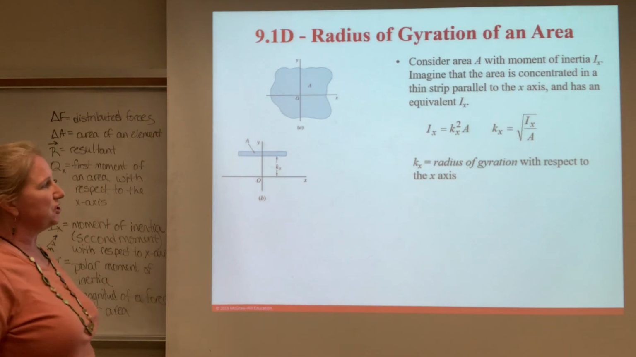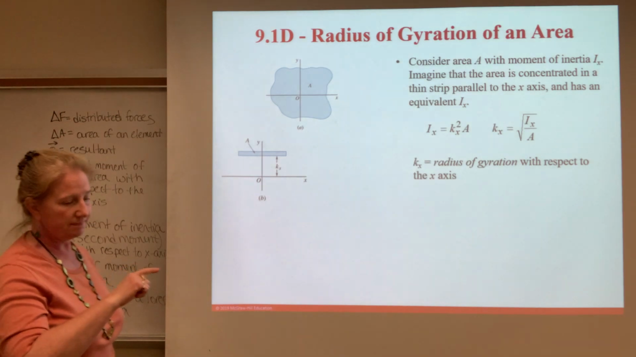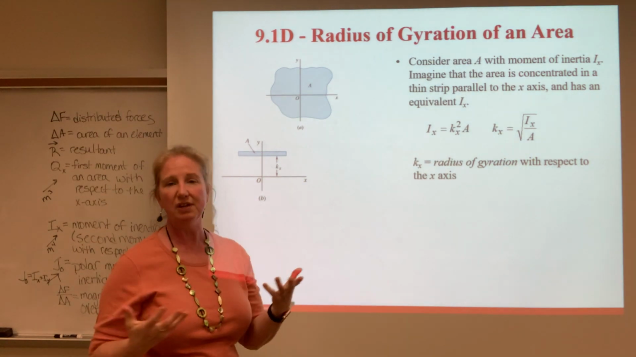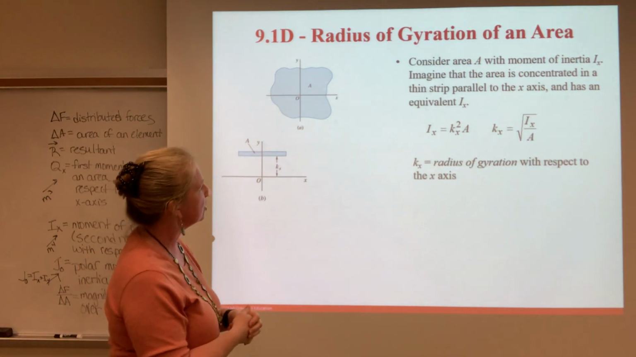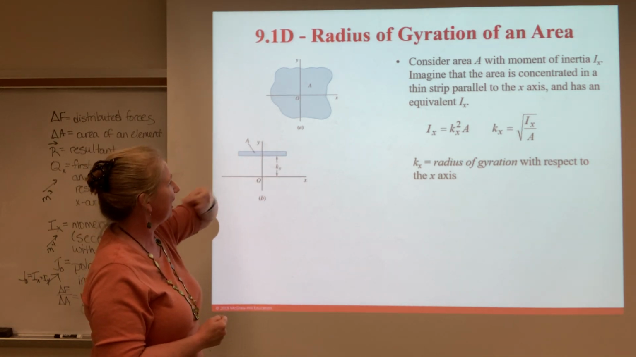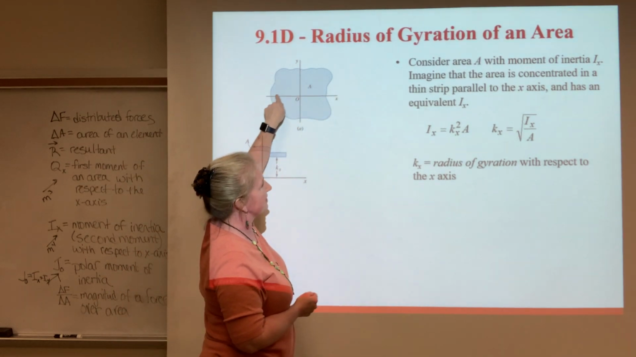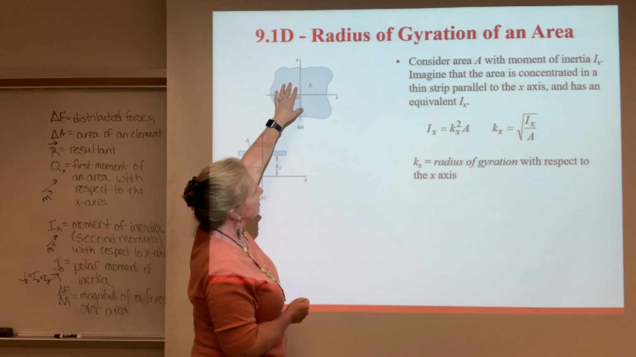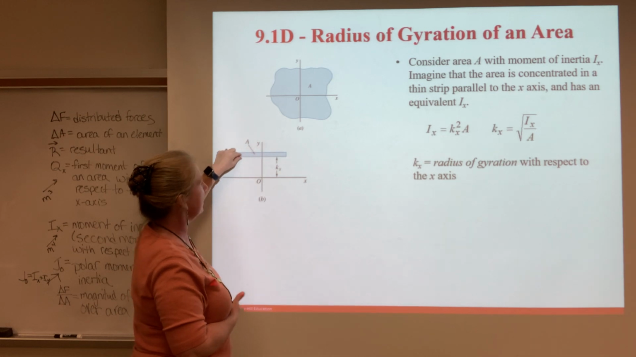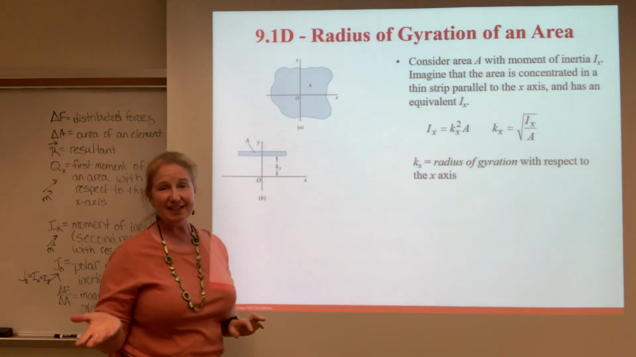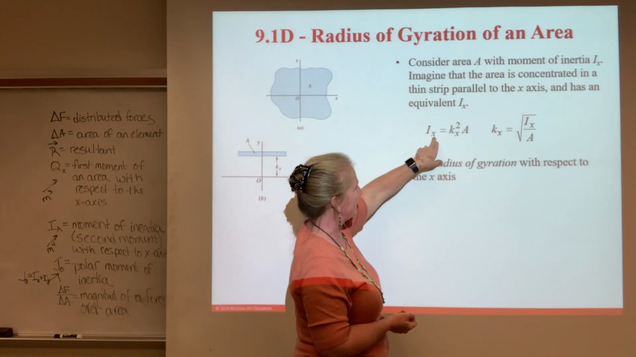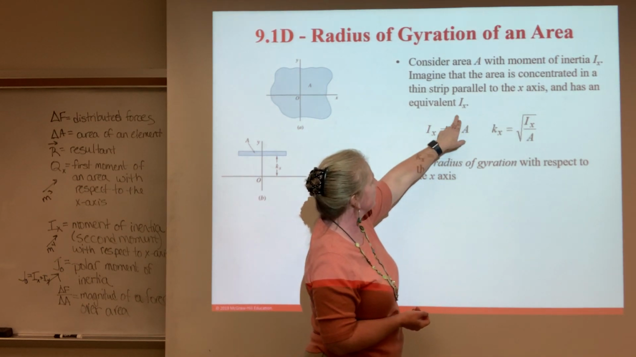Now this radius of gyration. Think about taking a strip and revolving it about an axis to create some sort of shape. If we have an area A with a moment of inertia I sub x, again, we're referencing the x-axis when we say I sub x. Imagine that the area is concentrated in a thin strip. So I take this whole area and concentrate it in this thin strip so that I can do some calculation. I have an interesting tactic here. My moment of inertia with respect to x is this k squared.